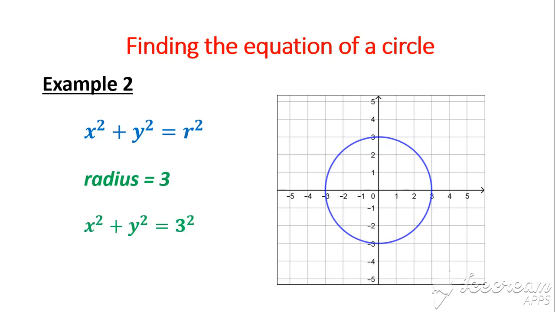So we're going to go x squared plus y squared equal to 3 squared. 3 squared means 3 times 3, which is 9. So the equation of this circle, x squared plus y squared, is equal to 9.